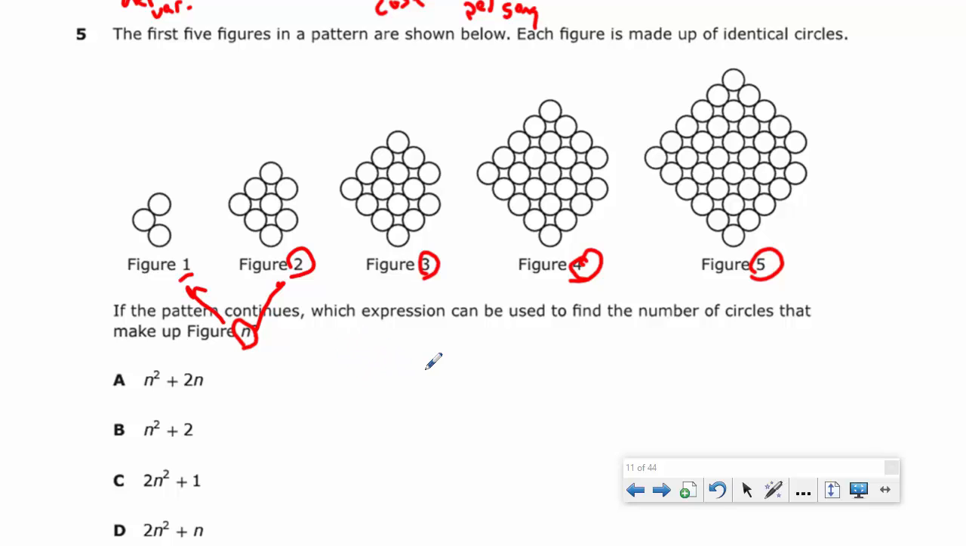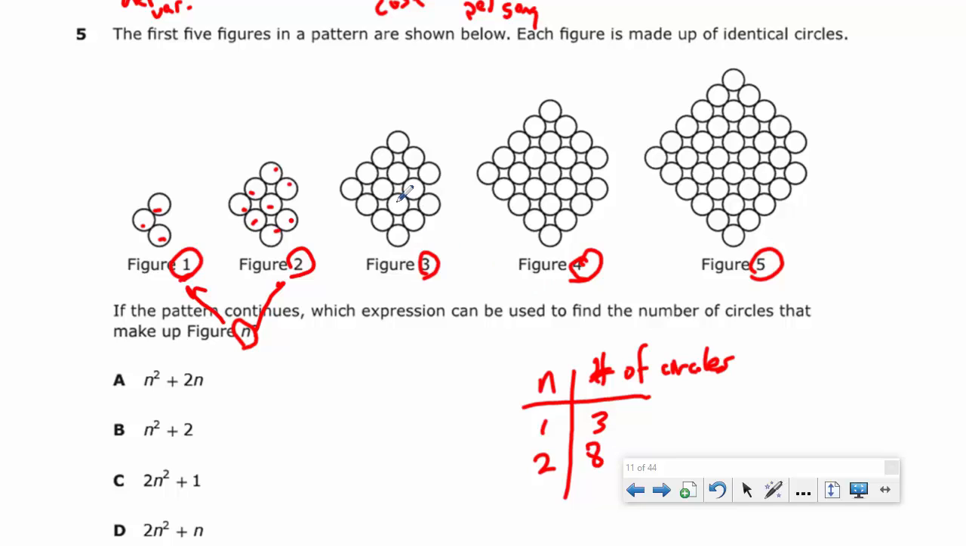All right. So let's take a look at this. I'm going to make a table here. I'm going to have n, and then I'm going to have number of circles. These are going to tell me the number of circles, these expressions. So let's take a look at figure 1. If I have 1 for n, how many circles do I have? 1, 2, 3. If n is 2, then I have 1, 2, 3, 4, 5, 6, 7, 8. So n is 2, number of circles is 8. If n is 3, I got 1, 2, 3, and so on up to 15. So 3, 15, and so forth.